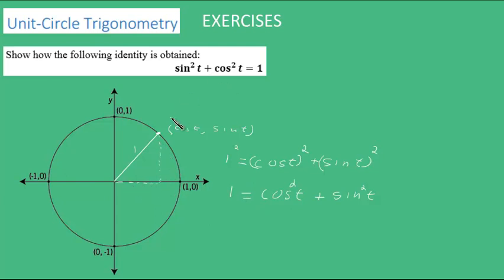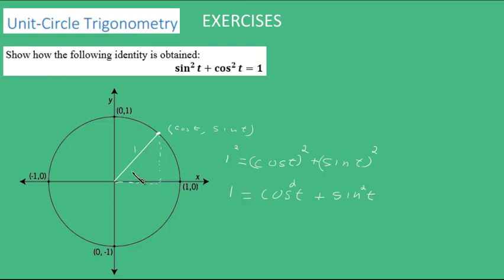Now you may be wondering, well, what if the point were in other quadrants? It doesn't matter in which quadrant the terminal side is, because if any of these is negative, the square of a negative is still just positive. So if I had negative cosine in here, this would still be cosine squared. If I have negative sine in here, this would still be positive sine squared, because the square of a negative number is positive. Alright, so let's look at the next exercise.